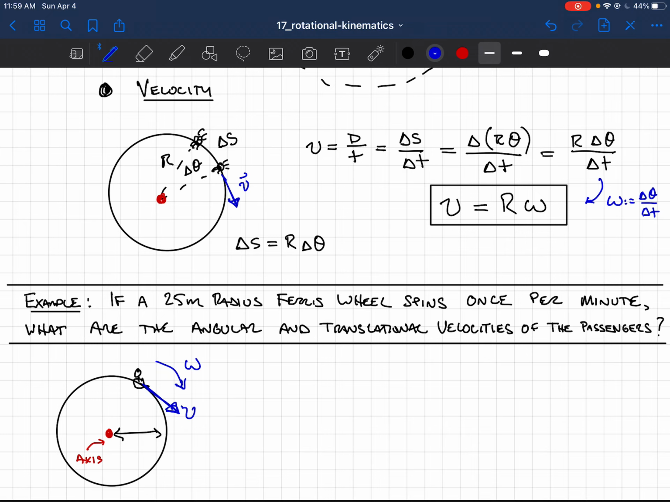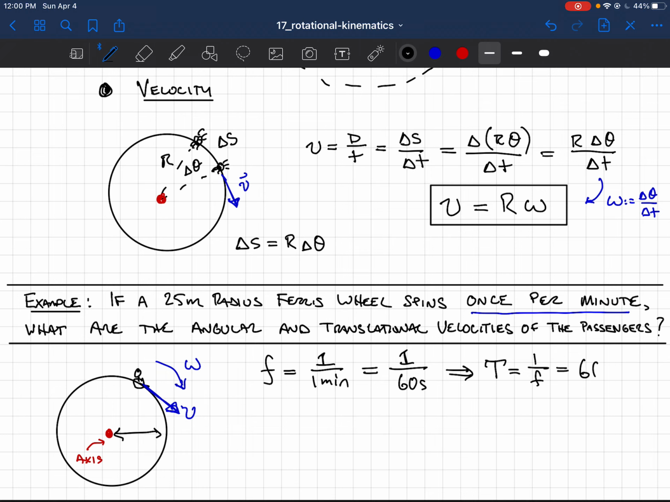So what are those things and how are they related? Well, the information that was given was once per minute. If you remember from the definitions above, that's a frequency, the number of times that it goes around per time. So we can write the frequency of the wheel as equal to 1 over 1 minute. Let's put that in SI units. So that's 1 over 60 seconds. And then we can use our equation that the period is equal to 1 over the frequency. So the period is just equal to 60 seconds.